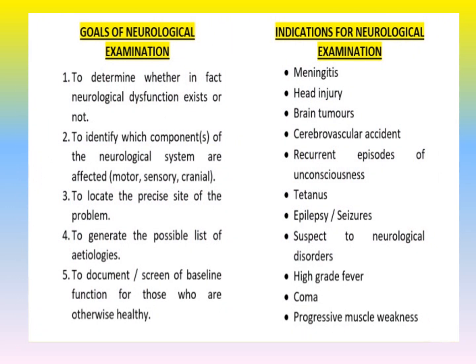The goals of neurological examination. The first one is to determine whether in fact any neurological dysfunction exists, even if the patient is unconscious or not even conscious, and to identify which component of the neurological system is affected, that is either motor or sensory or cranial nerves, and even to locate the precise site of the problem, where exactly the problem is, and we can generate the possible list of etiologies, and even we can document or screen baseline function for those who are otherwise healthy.